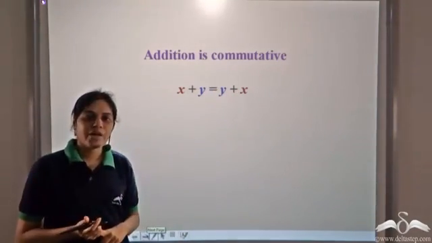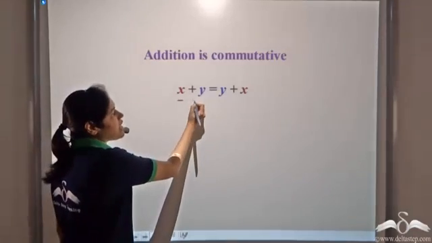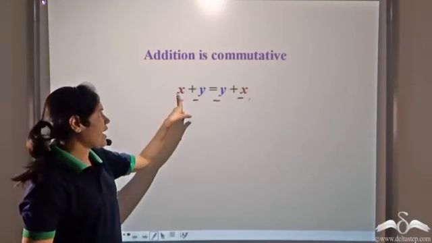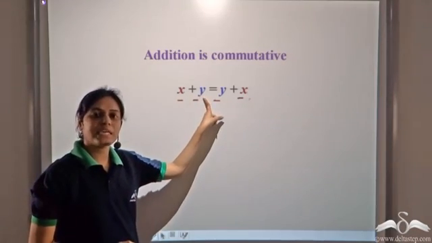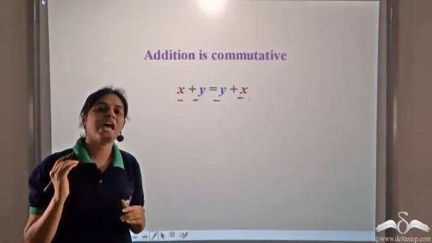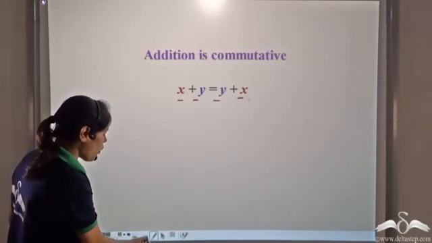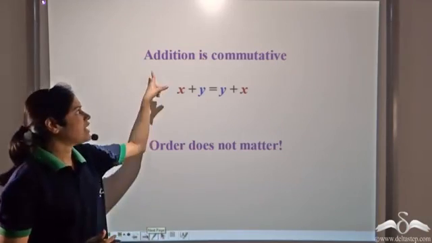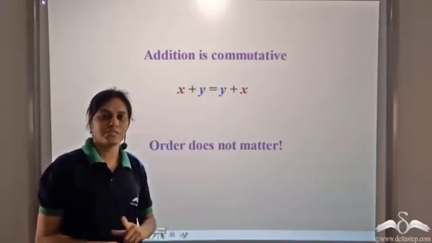And in algebra, since variables are representation for numbers, we can say x plus y is the same as y plus x. That is, when we are adding variables, order does not matter. And we say that addition is commutative.